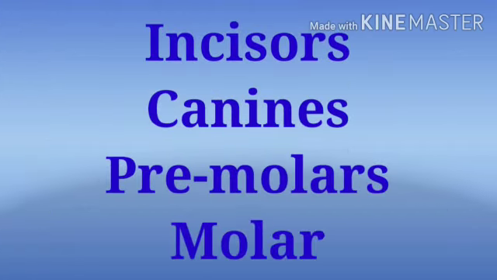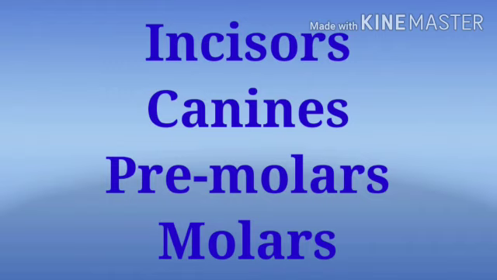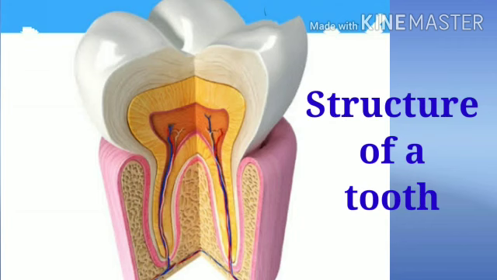So, the 4 types of teeth are incisors, which are known as biting teeth, canines, which are known as tearing teeth, premolars and molars, which are known as chewing or grinding teeth. Now, let us study about the structure of a tooth.